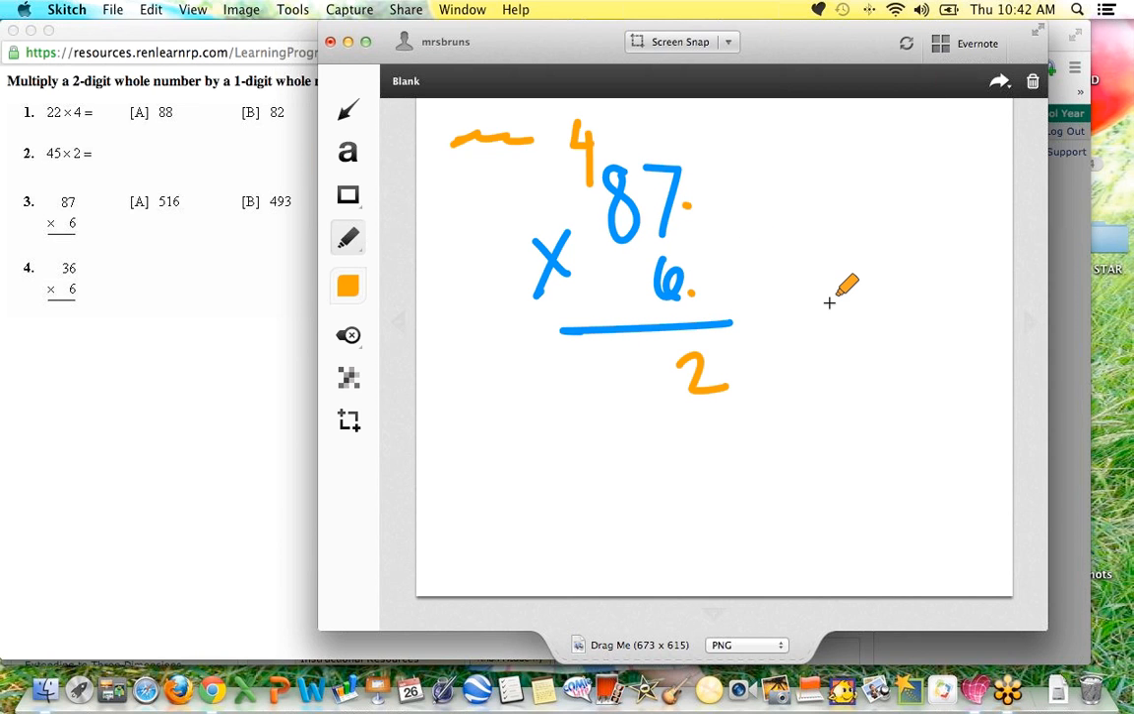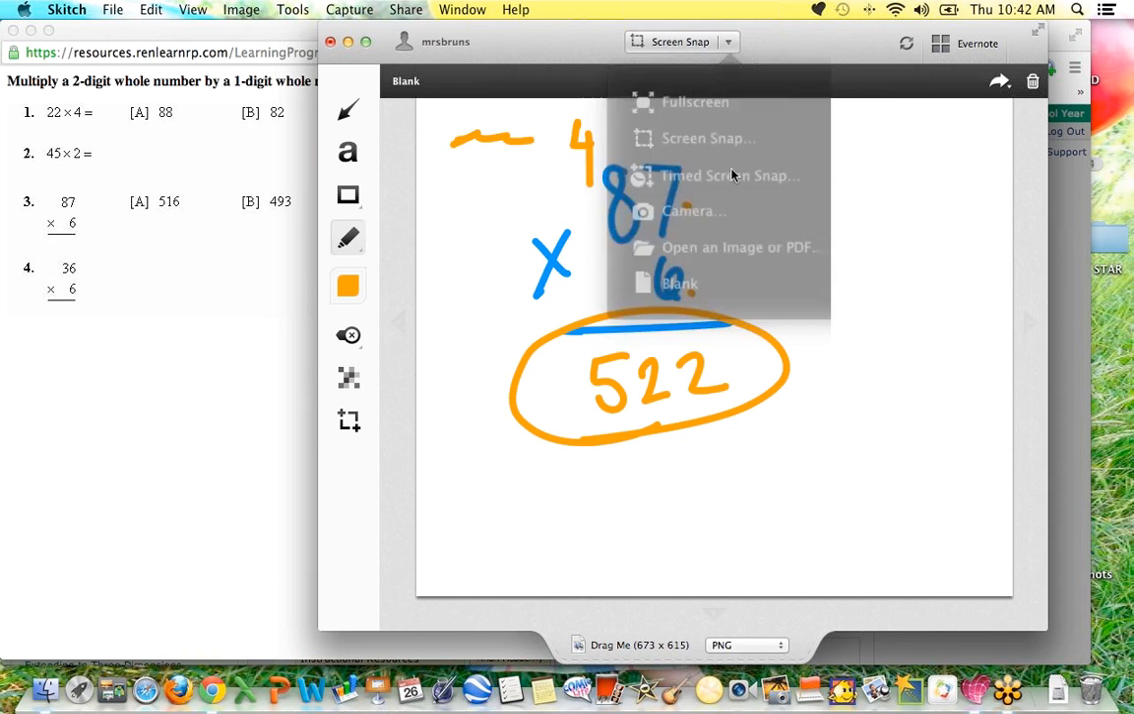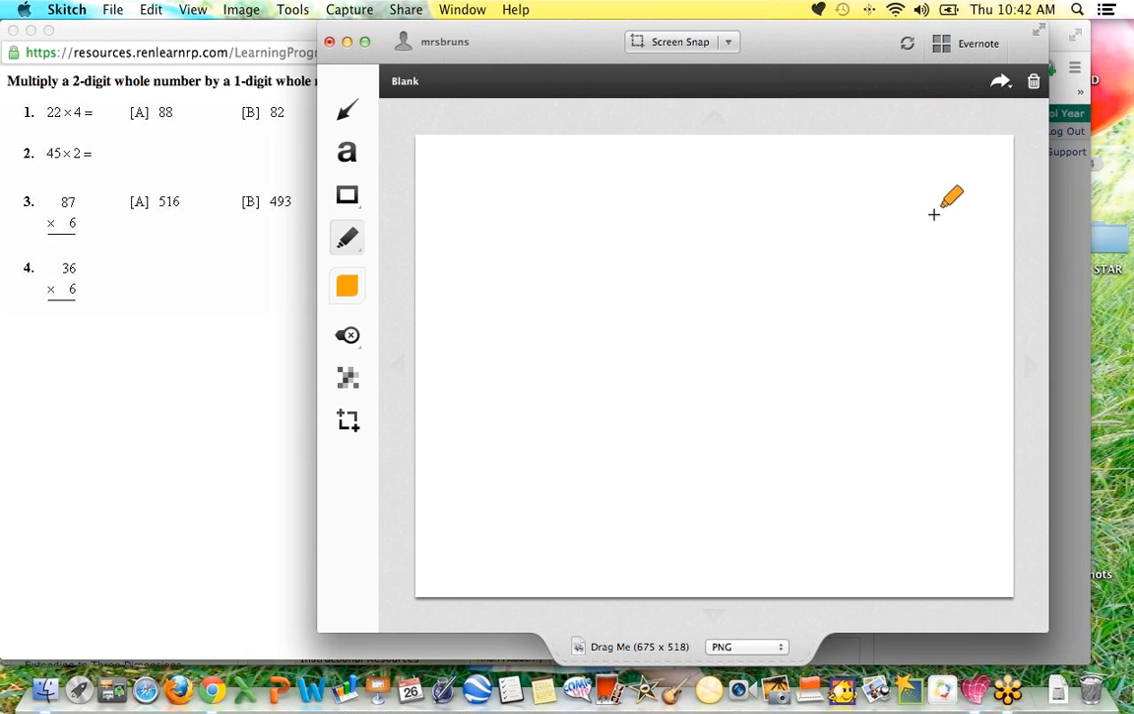Next step would be 6 times 8. Anybody? 6 times 8. 48. Good. 48 plus 4 is 52, right? 2. Okay, so now we have our answer, 522. So Jaden, let's keep our chat on topic, and we'll try another one.